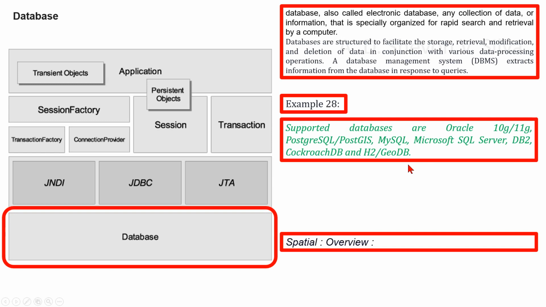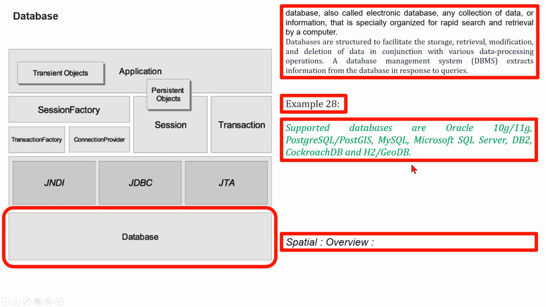Now we are considering overview in Spatial. Supported databases are Oracle 10g, 11g, PostgreSQL, PostGIS, MySQL, Microsoft SQL Server, DB2, CockroachDB, and H2 or GeoDB. Hibernate Spatial was originally developed as a generic extension to Hibernate for handling geographic data. Since 5.0, Hibernate Spatial is now part of the Hibernate ORM project, and it allows you to deal with geometric data in a standardized way.